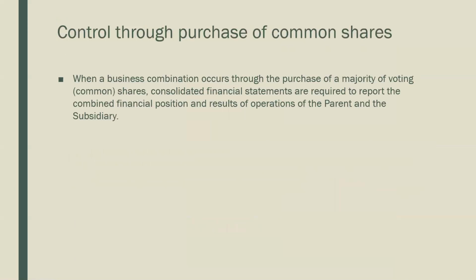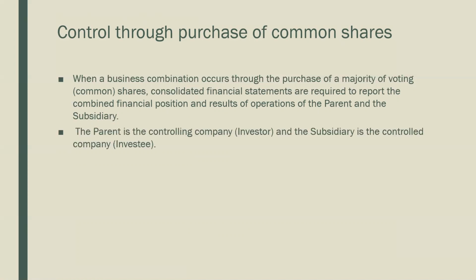So control through purchase of common shares, a little bit more. When a business combination occurs through the purchase of a majority of voting shares, common shares basically, consolidated financial statements are required to report the combined financial position and results of operations of the parent company and the subsidiary. The parent is the company that controls, it's the initial investor, and the subsidiary is the controlled company.